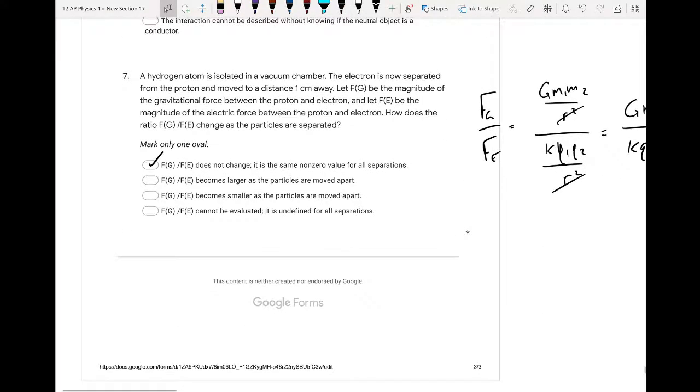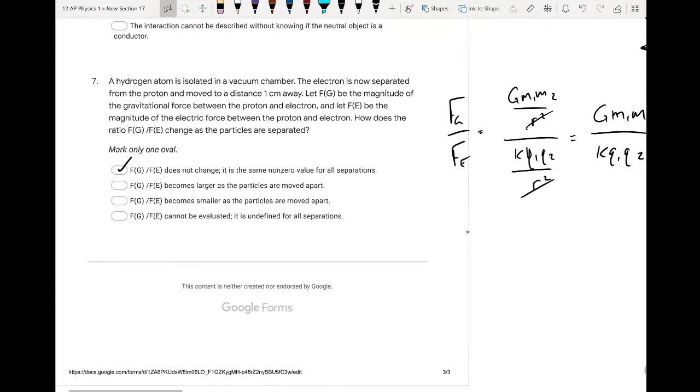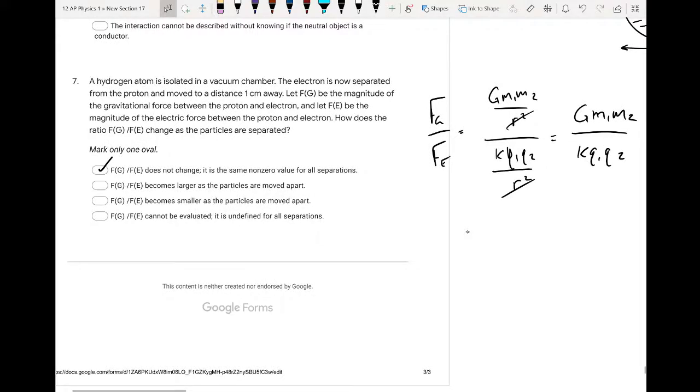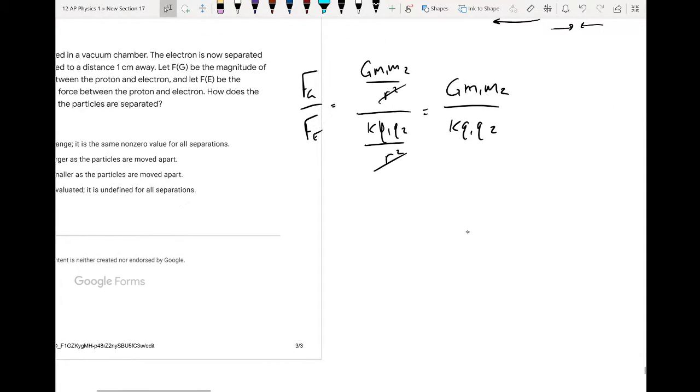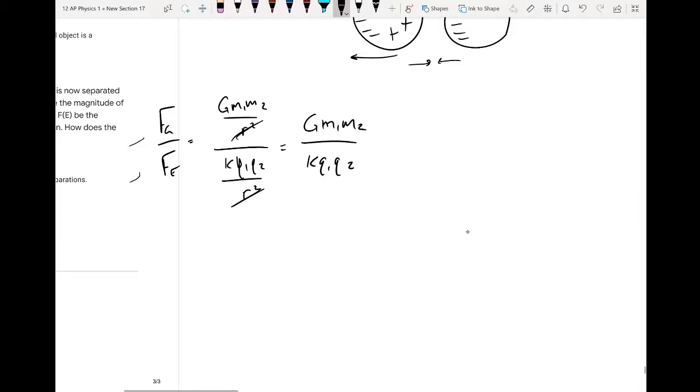And the last one is kind of like question 2. We're saying, hey, we want to figure out the ratio of the gravitational force and the electric force when we move them away from each other. What we can set up here is our equation for Fg and Fe. We got G m1 m2 over r squared, k q1 q2 over r squared. The r squared are going to cancel. That distance is going to be the exact same thing. So we end up with G m1 m2 over k q1 q2.